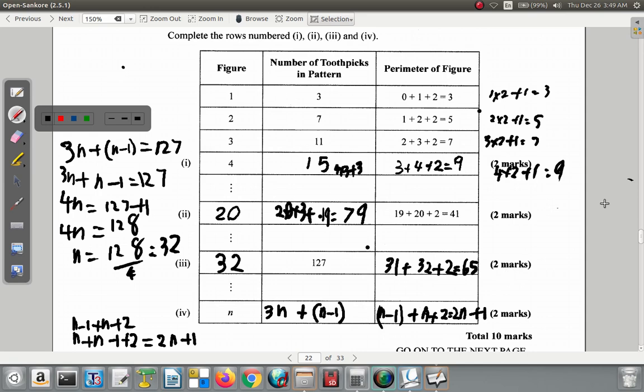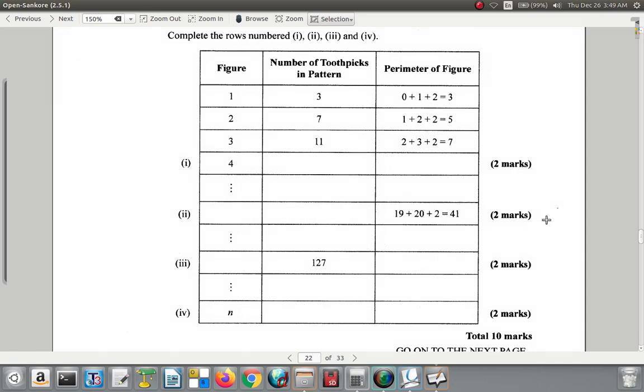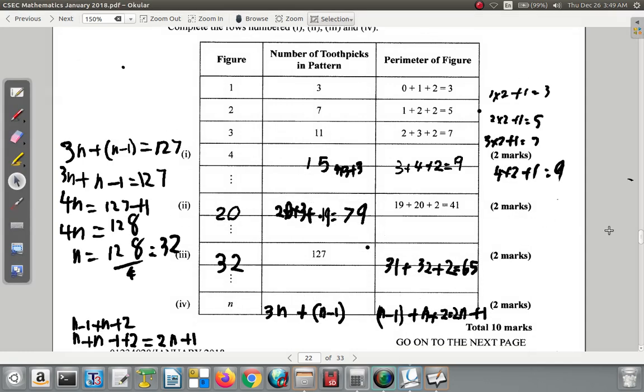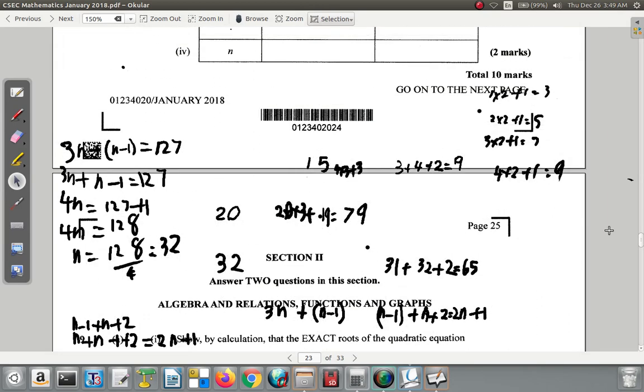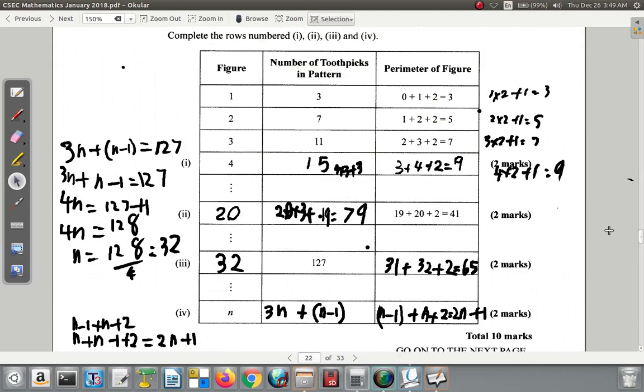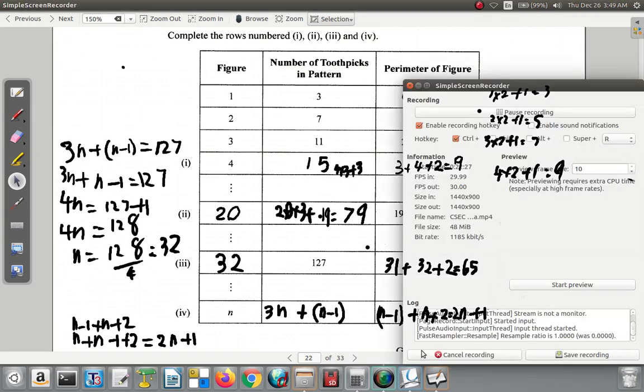Alright, so it is saying 10 marks. What that would suggest is that it would be the end of that question. Section 2 begins after, so we'll just look at section 2 at a later date. So I'll see you when that time comes.